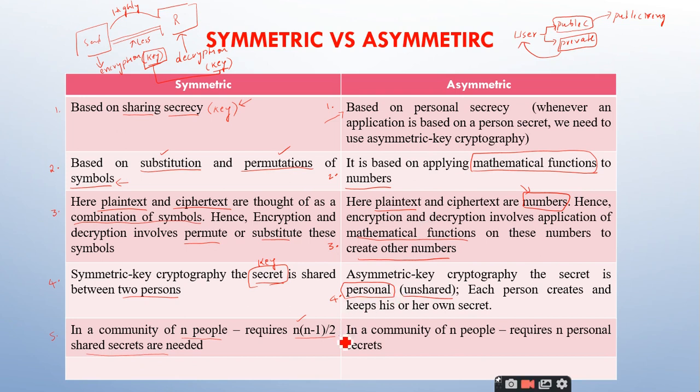So in asymmetric cryptography, you can see that in a community of n people, you require n personal secrets, nothing but n personal keys. But in symmetric, we require n into n minus 1 by 2 keys. Clear?